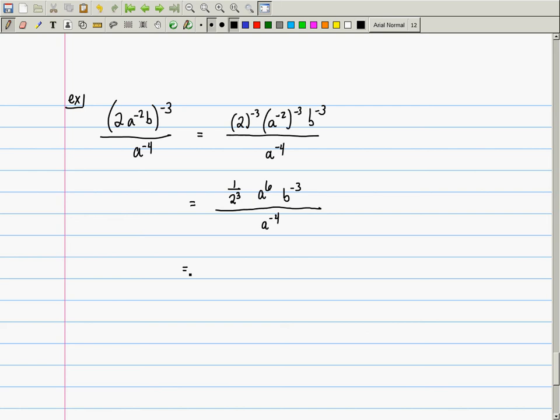1 over 8, good. So, I'll put the 1/8 out front, so 1/8, and then a to the 6, okay, so then what can I do with the b to the negative 3? Move it to the denominator, and what can I do with the a to the negative 4? Move it to the numerator, right? Notice that the b with its exponent and the a with its exponent, they swapped positions, and when they did that, the sign of their exponents changed. Okay, so then finally you could rewrite this as 1/8 a to how much? 10 over b to the 3. Okay, so any question about this example?